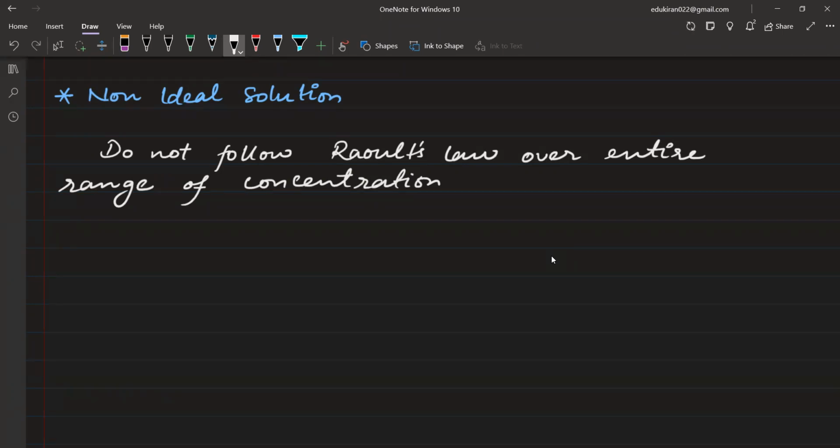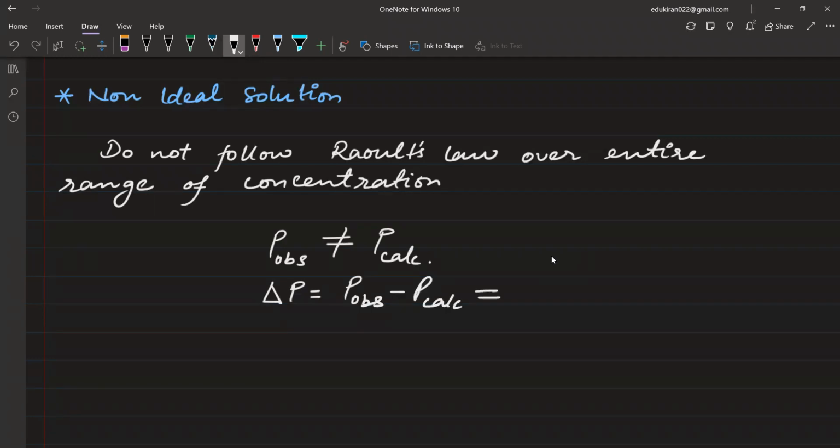What does that mean? It means the pressure that is observed will not be equal to the pressure that is calculated. That means delta P, which is equal to pressure observed minus pressure calculated, will also not be equal to 0.